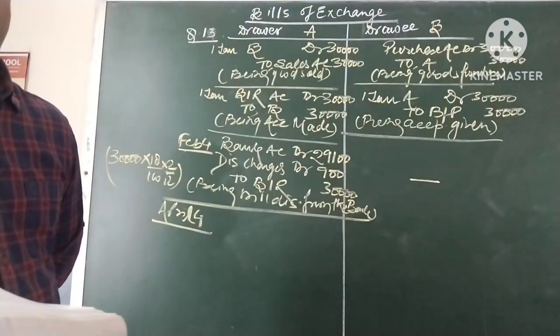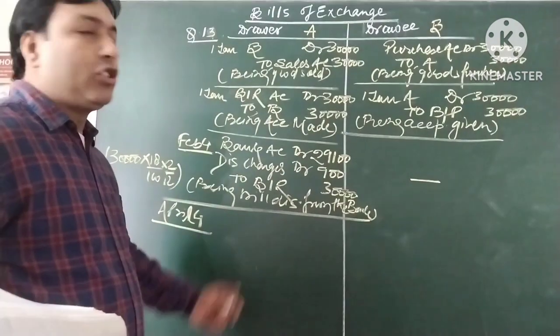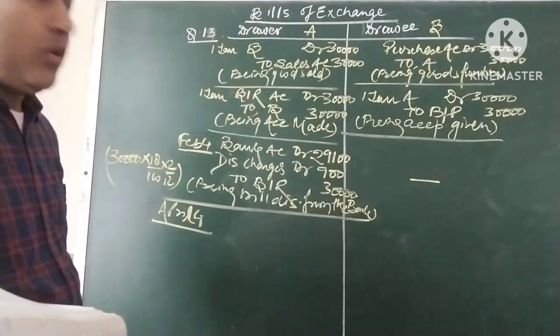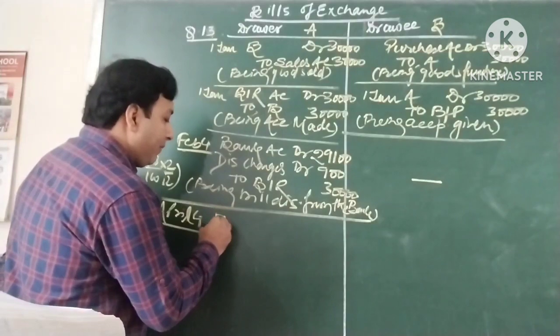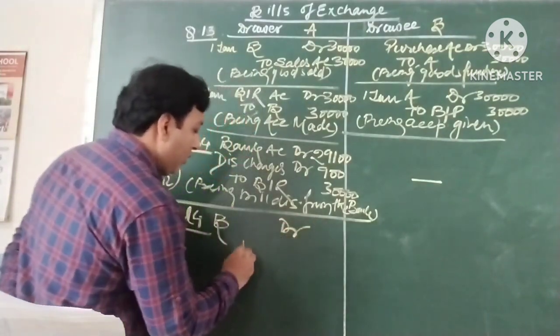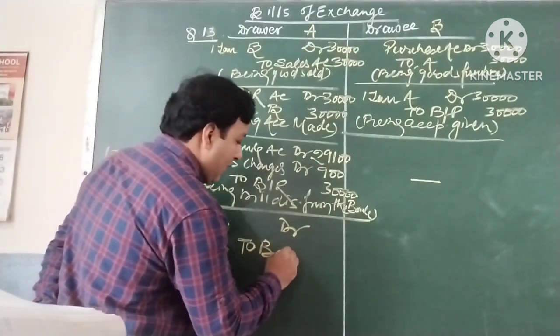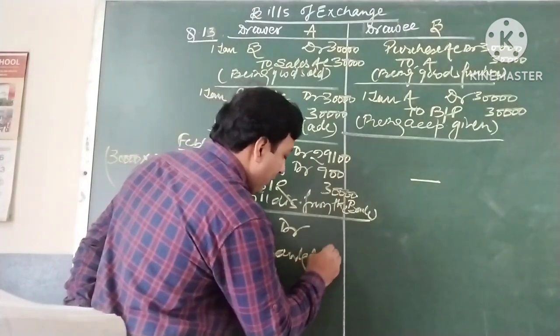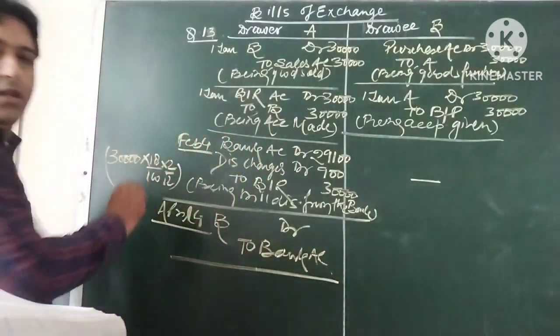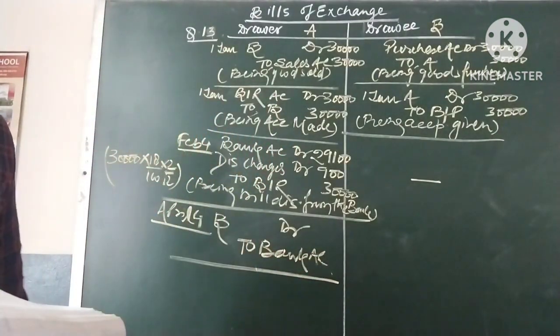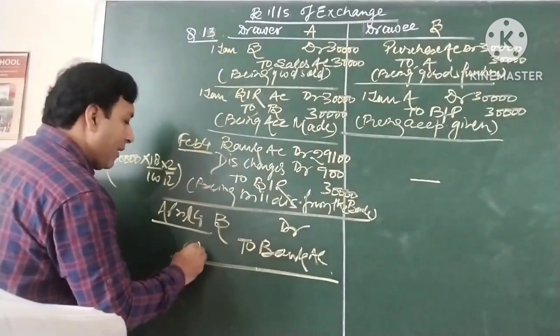What is the entry in the books of drawer? So B debit, and to what? To bank. Next entry. What is the narration? Bill dishonored and noting charges paid by bank.